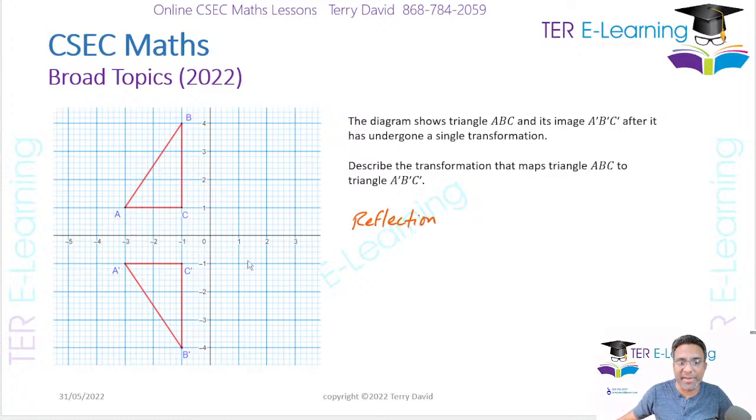It's a reflection, but look at something here. Where am I reflecting it? I am reflecting it in this line here. If I were to take the folder paper and fold it along that line, the triangle on top is going to line up with the one below exactly. So it's a reflection in the x-axis. And if you all don't know, your x-axis is also the line y is equal to 0. So that's your answer. That's how you describe that transformation as fully as you can.